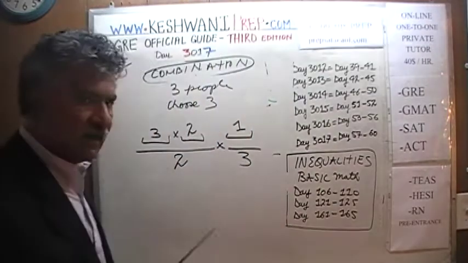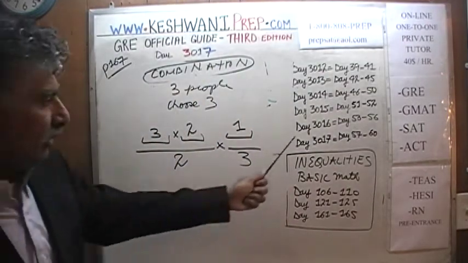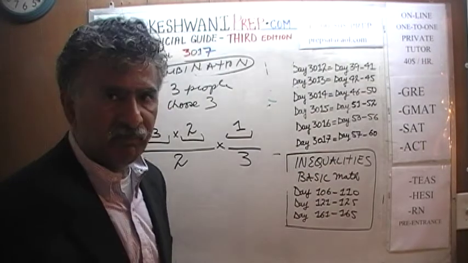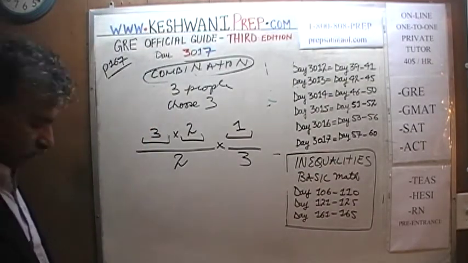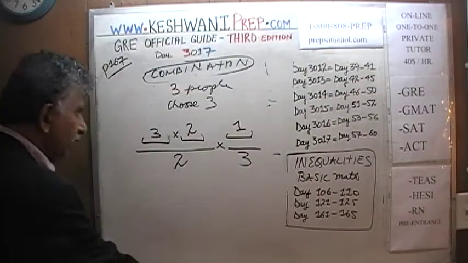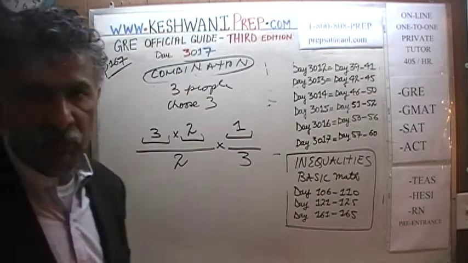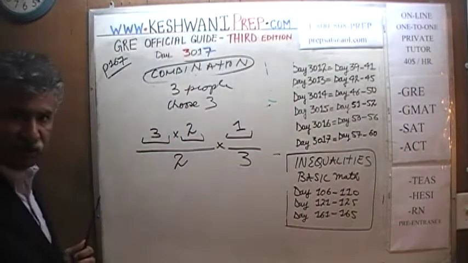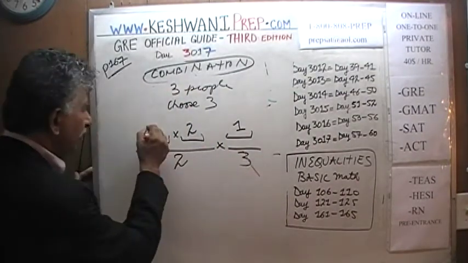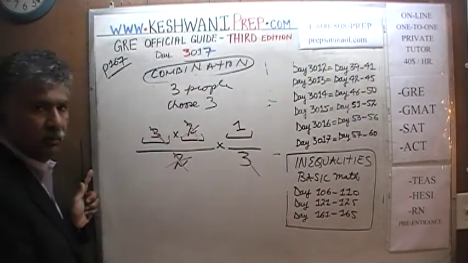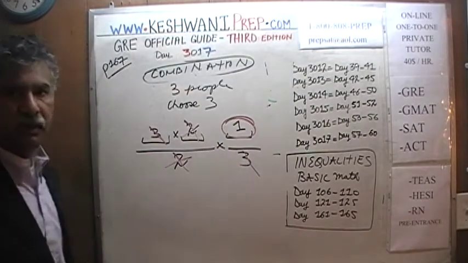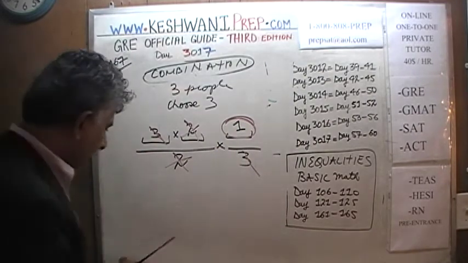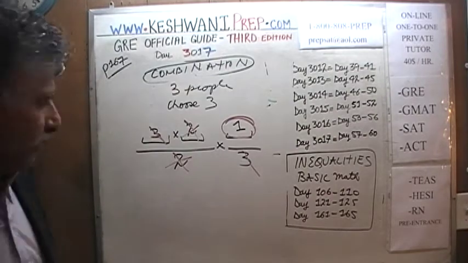This is, of course, a boring example because it's three out of three. A more interesting example will be on day number 57 and 58. What happens is what we know is going to happen. There is only one way of picking three people out of three. Just pick all of them. As the mathematics shows clearly here, three is going to drop out, two are going to drop out. There is only one way to pick three people out of three, because things get triple counted.